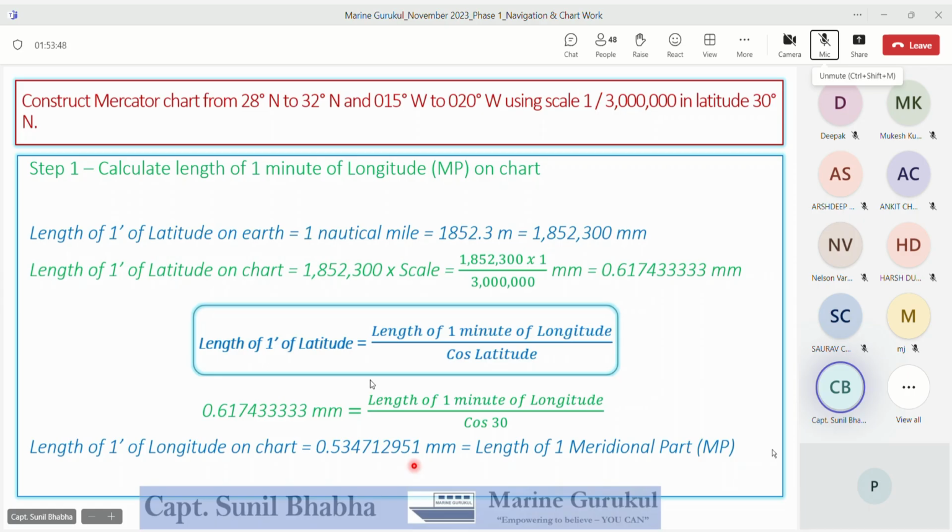0.534712951 millimeters. Now this is also equal to the length of 1 meridional part, in short known as MP, Mike Papa. One meridional part is exactly the same as 1 minute of longitude. So once we have this length of 1 minute of longitude, we can easily construct the chart. Beta, have a good look up to here and let me know any doubts coming in.